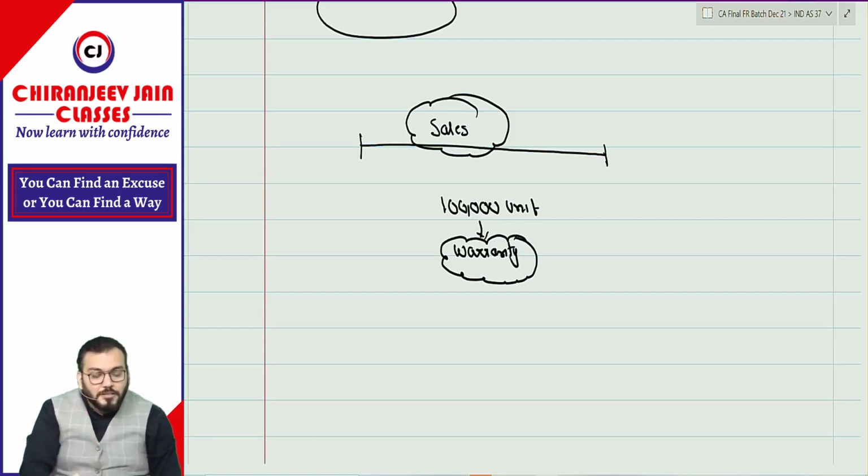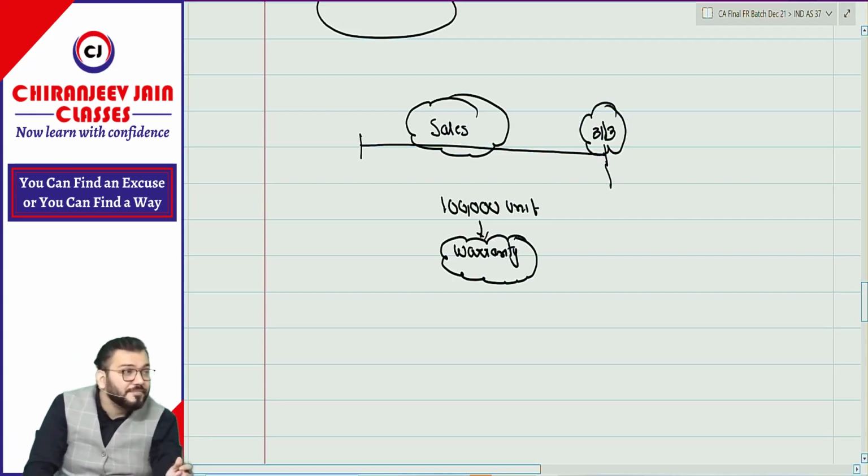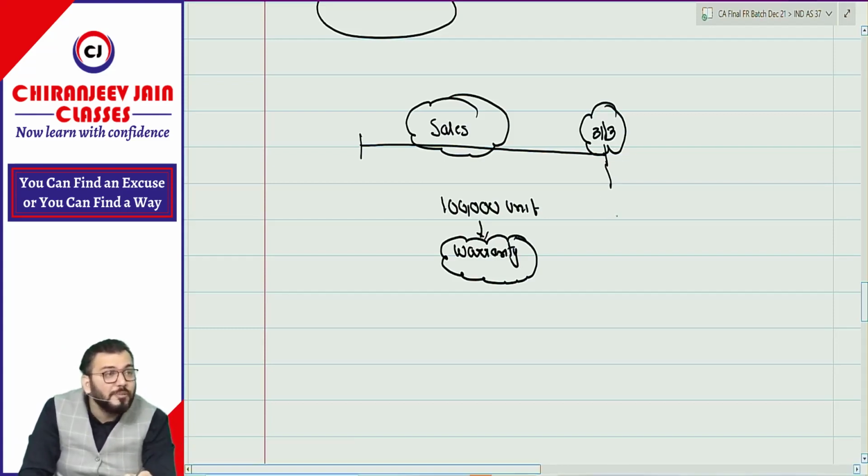Correct? Now, can I say this is 31st March? It might happen that 1 year is not yet expired, meaning the warranty period is not expired. So can I say on 31st March there is a present obligation arising from a past event and outflow is probable. An estimation of course we can make. So how to estimate?